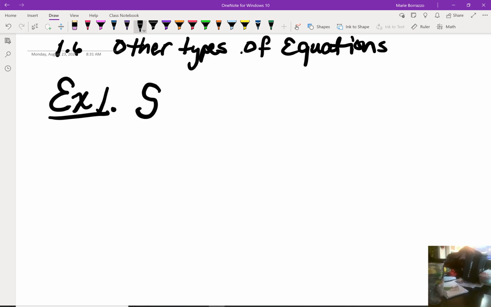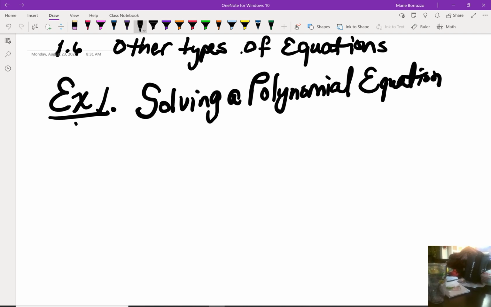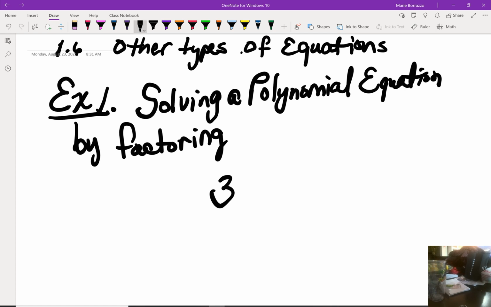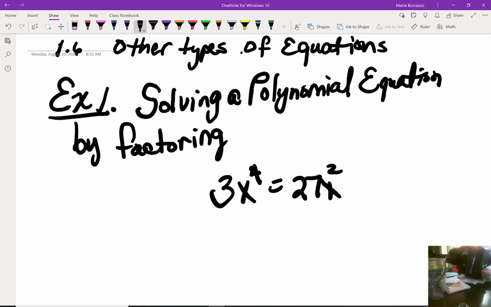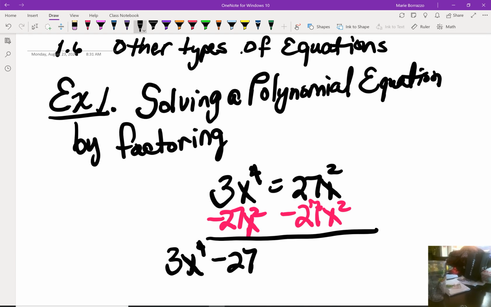So in example 1, we are solving a polynomial equation by factoring. In this case, they're giving you 3x to the fourth is equal to 27x to the second power. And so step 1 is always going to be to subtract the 27x squared. Basically move everything to one side of the equation. So if you choose the left, go ahead and subtract the 27x squared from both sides. Now once you do that, you're left with 3x to the fourth minus 27x squared equal to 0.